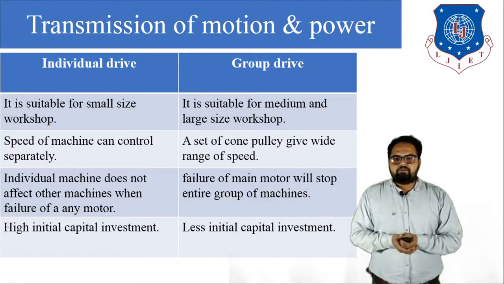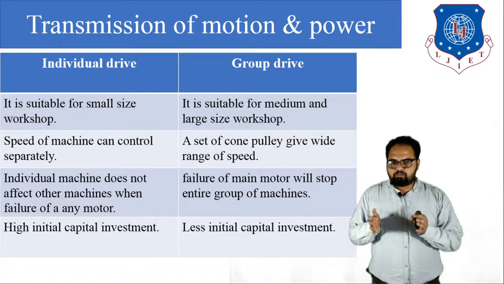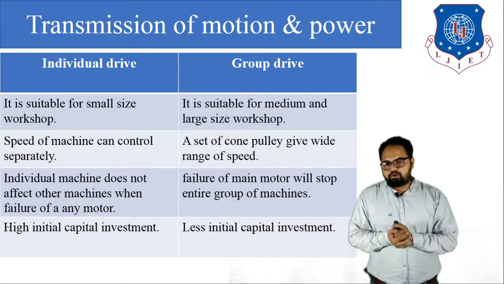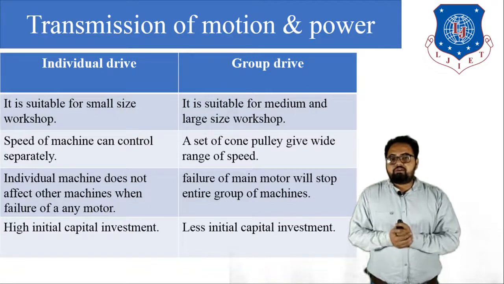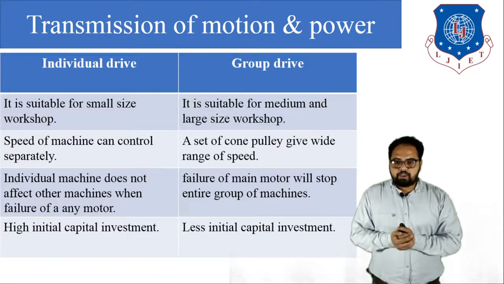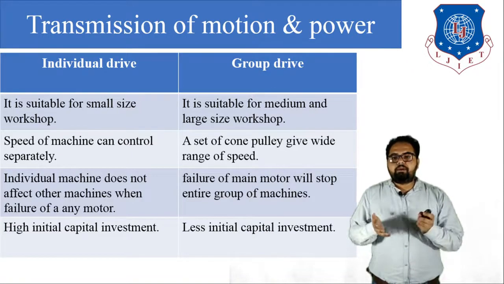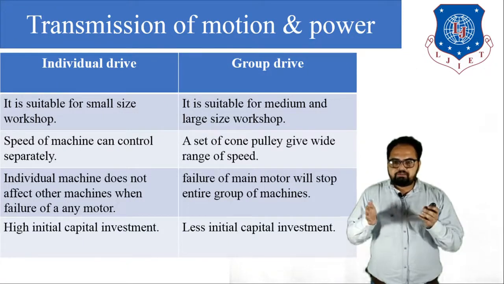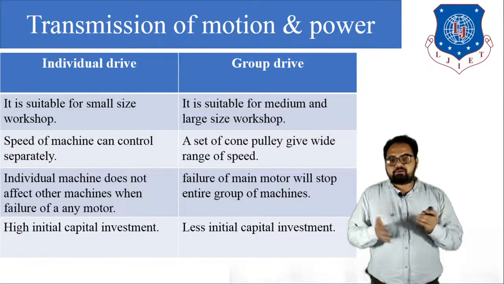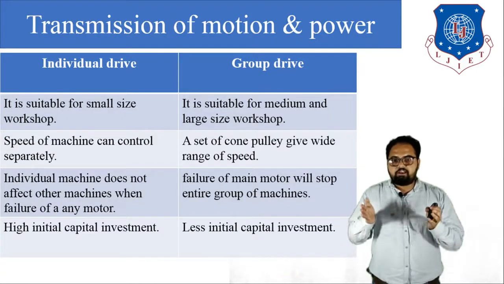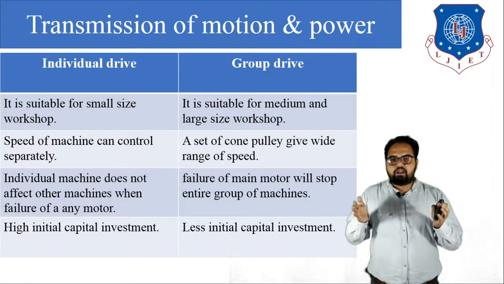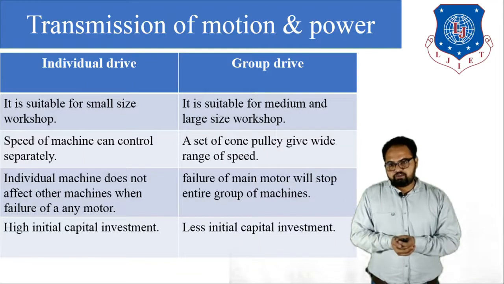In individual drive, we know that each machine has its own motor and starter. It means all the machines have their own components. So individual drive is suitable for small size workshops, and with the help of individual drive we can control the speed of the machine because all the machines are connected separately. An individual machine does not affect other machines. We have already discussed that they all have their own motor and starter, so they are all fitted individually.